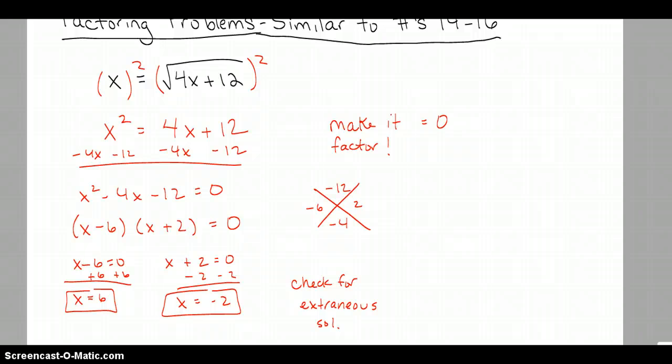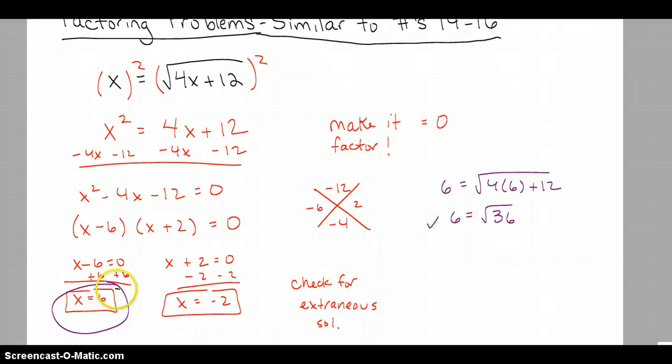If we plug it back in, we're going to get 6 equals the square root of 4 times 6 plus 12. 4 times 6 plus 12 is 36. The square root of 36 definitely equals 6. So 6 is definitely a solution.